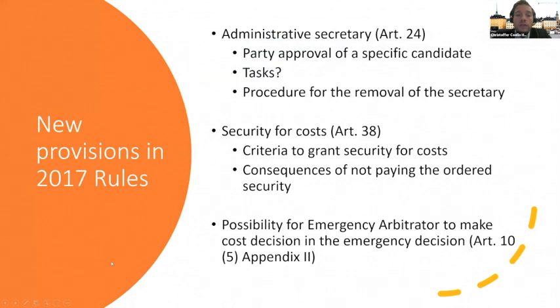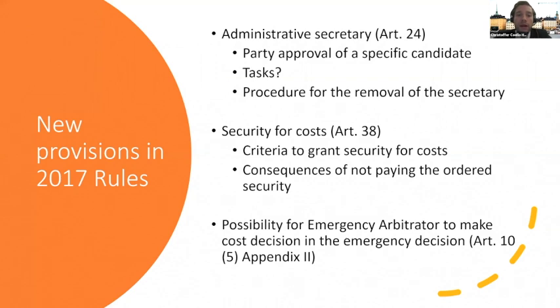I would also like to talk briefly about a couple of new provisions introduced in the 2017 version of the SCC rules, which is the latest version of the rules. First, we have the provision regarding administrative secretaries, set out in Article 24 of the arbitration rules. Even before this change, there was an established practice of administrative secretaries in arbitrations, but this was a way of codifying those principles.